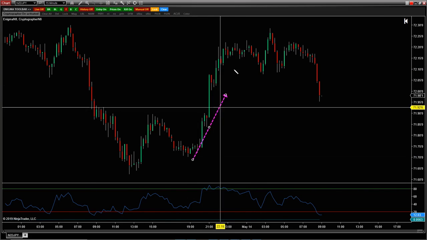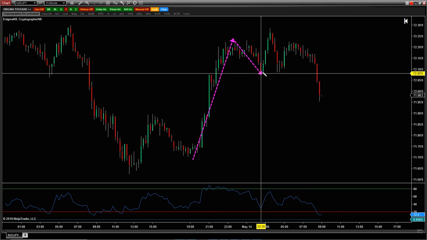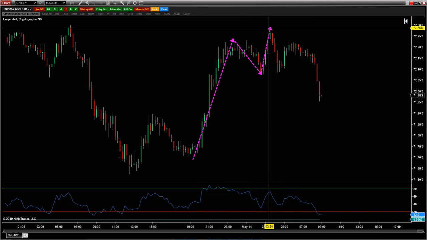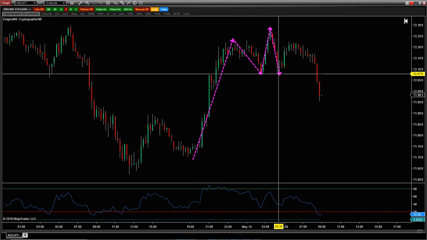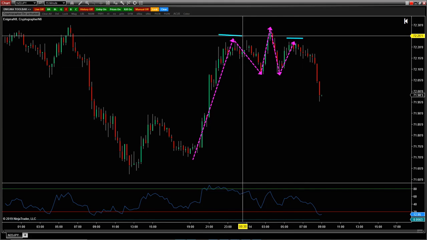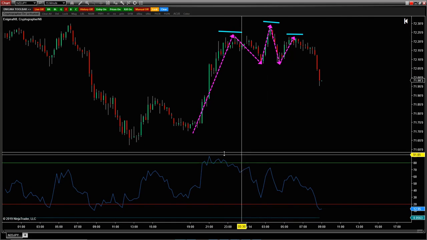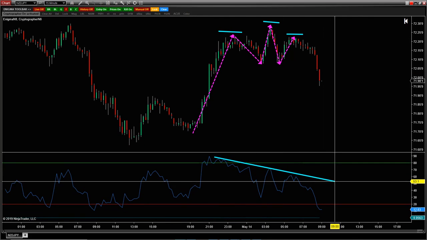Price action has been an impulsive move up. We've then retraced. We've then extended up, creating a head. We then retraced. We've then extended up again, creating a right shoulder. So you have left shoulder, head, right shoulder. You guys know how I feel about the RSI here. Look at that, steadily shifting RSI.